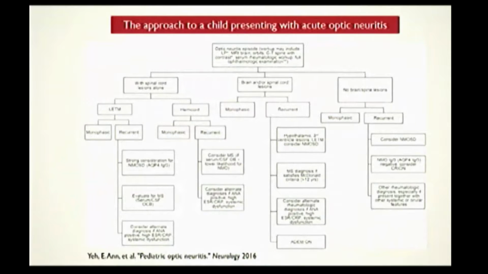This is an algorithm that might help you sometimes when you're faced with a patient with acute optic neuritis. I'm not sure if it's very clear, but basically we depend mainly on the finding of the MRI, whether it's normal or not, and whether the case is monophasic or recurrent. And based on that, we go through the chart.